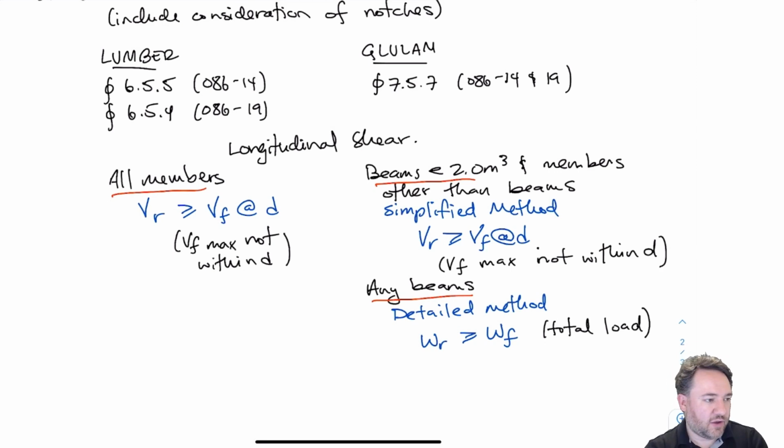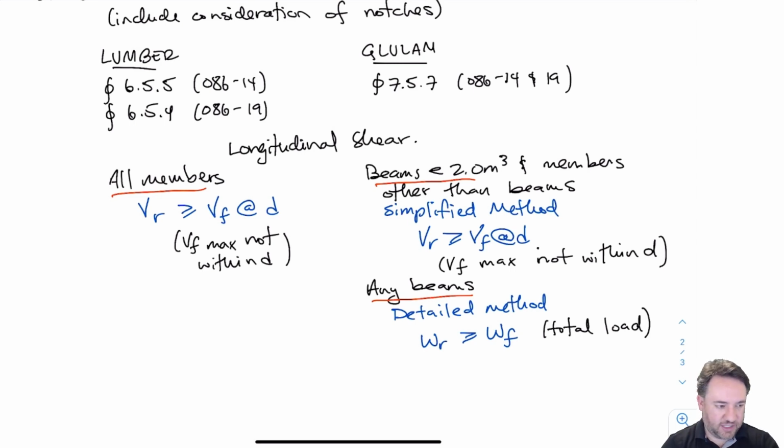On the longitudinal shear for the glulam side, I have two different options for checking my shear resistance. One is for smaller beams with a volume less than 2.0 meters cubed, and for members that aren't beams, like beam columns, for example. Then I can use the simplified method, which is very similar to the method that's used for lumber, where I also, again, don't have to check within D of the support.